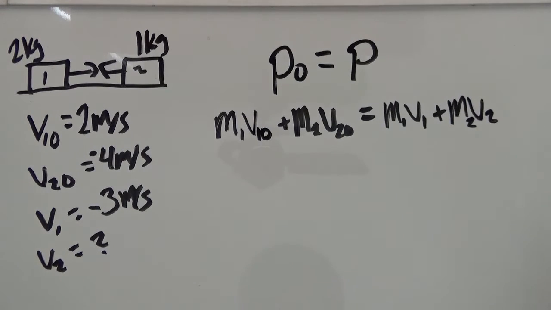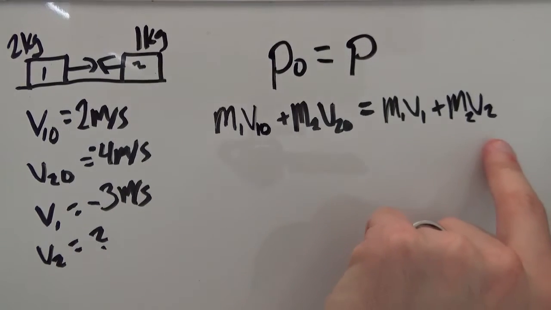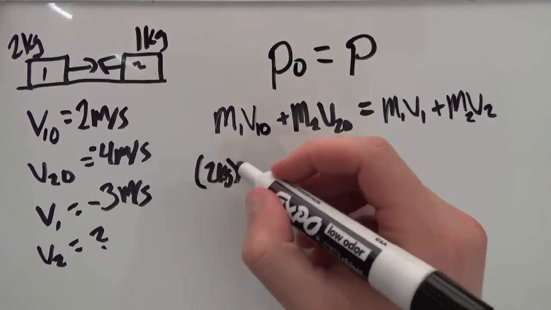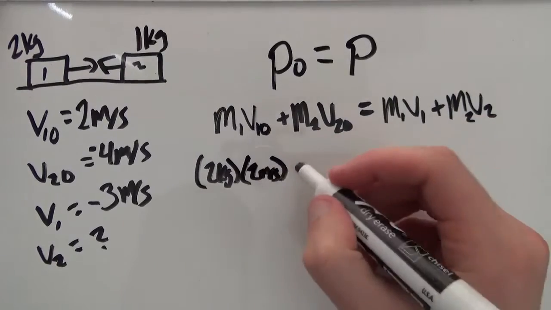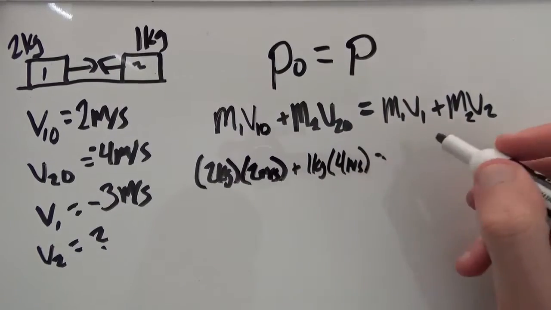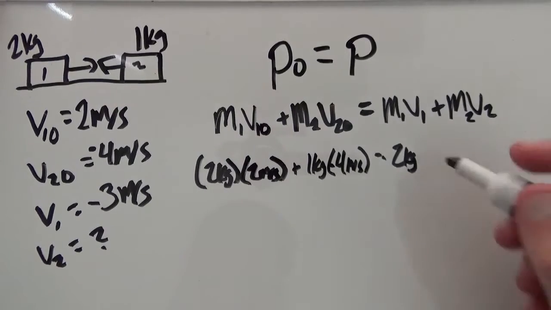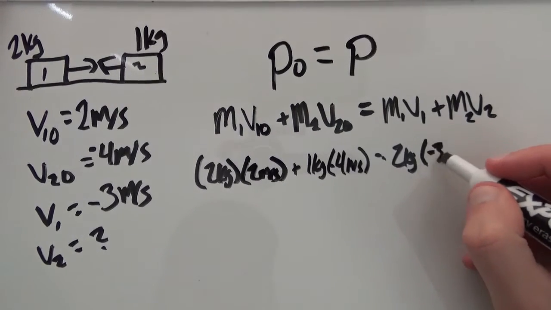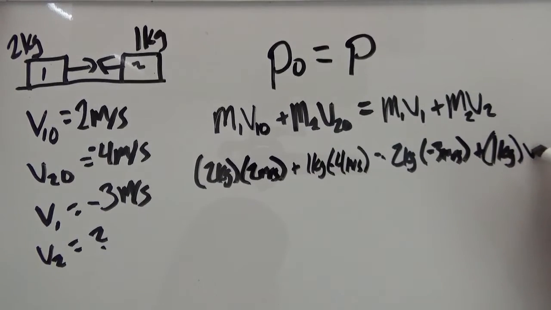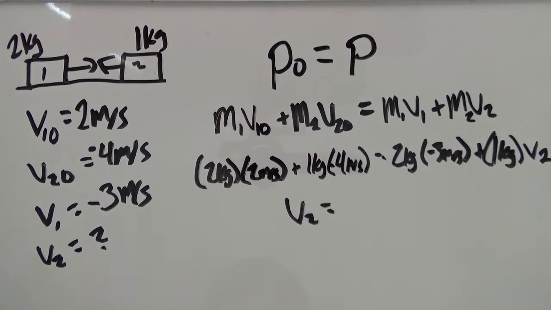M2v2. Great. So we have masses, we have all but one velocity, so we can plug in and solve for our missing one, right? So our mass of block 1 is 2 kilograms, velocity of 1 is 2 meters per second, 1 kilogram, 4 meters per second, or sorry, negative 4 meters per second, right? I would have screwed up there. Final velocity is negative 3 meters per second plus 1 kilogram times our final velocity of block 2, which is what we're looking for, right?